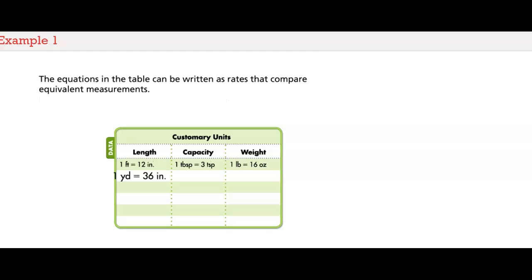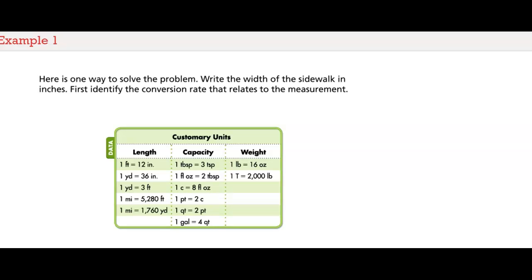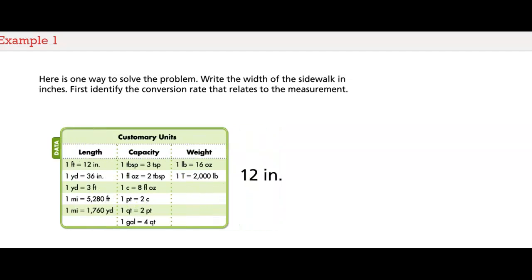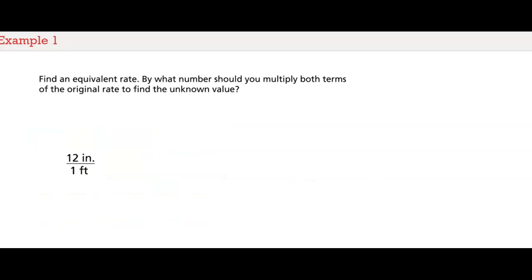The equations in the table can be written as rates that compare equivalent measurements. Here is one way to solve the problem. Write the width of the sidewalk in inches. First, identify the conversion rate that relates to the measurement. Find an equivalent rate. By what number should you multiply both terms of the original rate to find the unknown value?